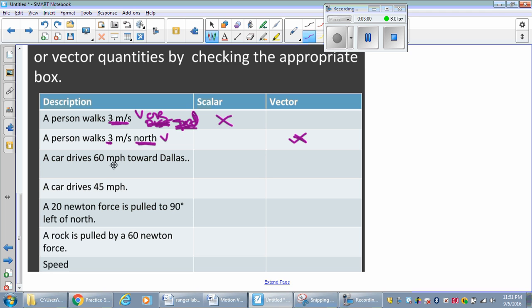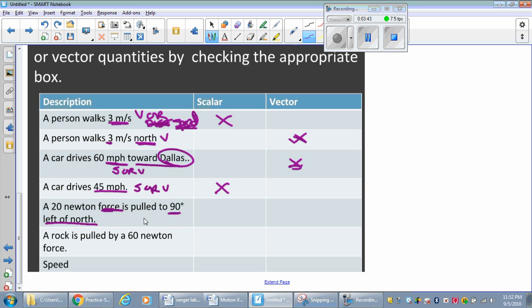A car drives 60 miles per hour toward Dallas. Well, as long as we know where we're actually starting, right, we can figure out if that's, you know, northeast, southwest, southeast, etc. Miles per hour is a unit of speed or velocity. But since it's given a direction, we know that it is a vector quantity. Okay, a car drives 45 miles per hour. Okay, 45 miles per hour could be speed or velocity, but it's certain that since we weren't given a direction, it's going to be what? Scalar, right?